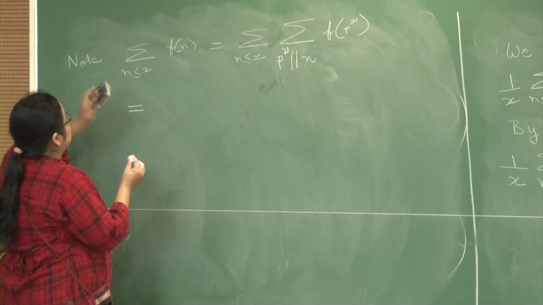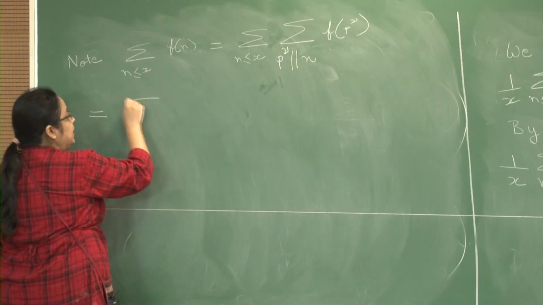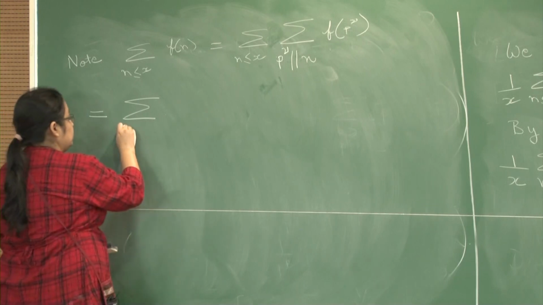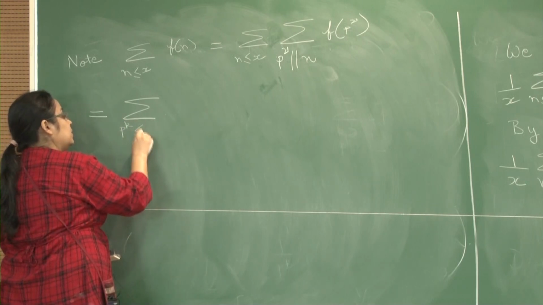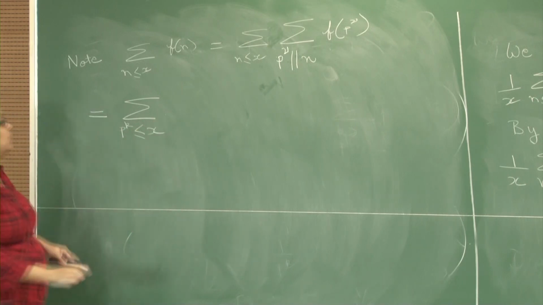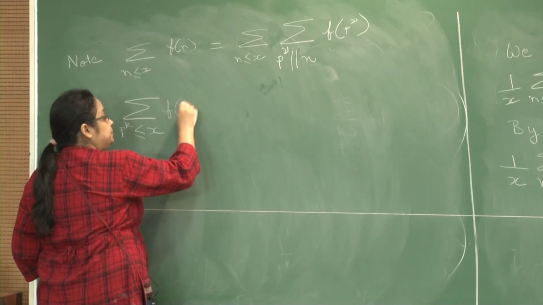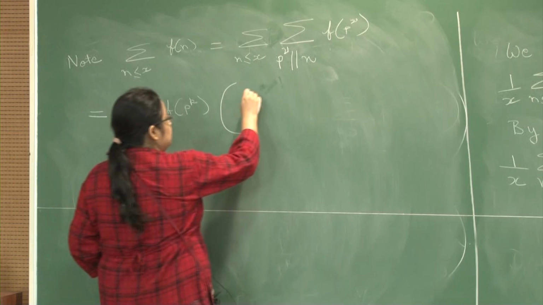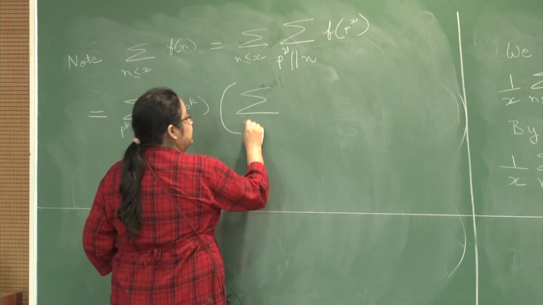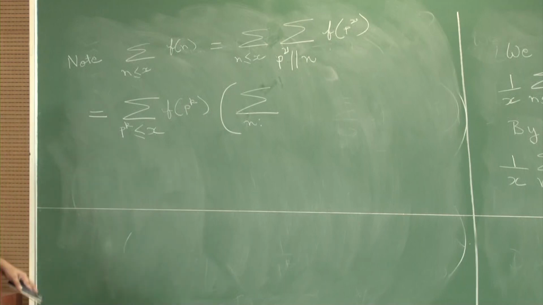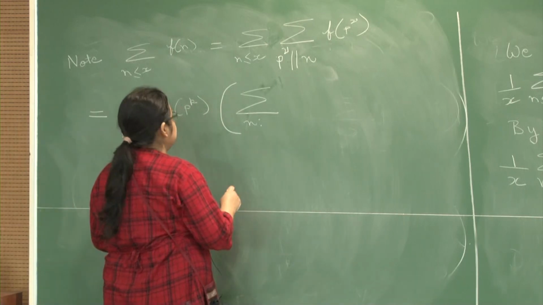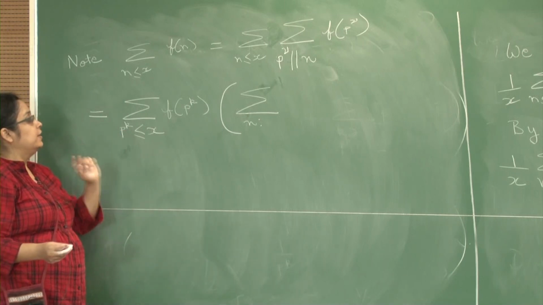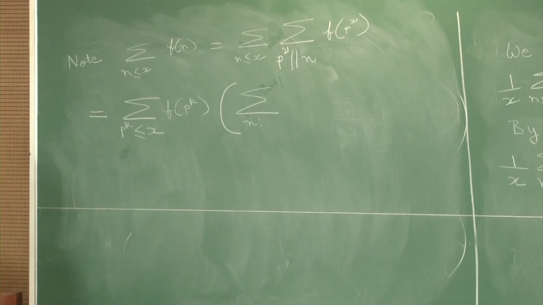So what we do is take first all possible prime powers up to x, f of p to the k, and then in the inner sum consider all those n up to x so that k is the highest power of your prime dividing that number.